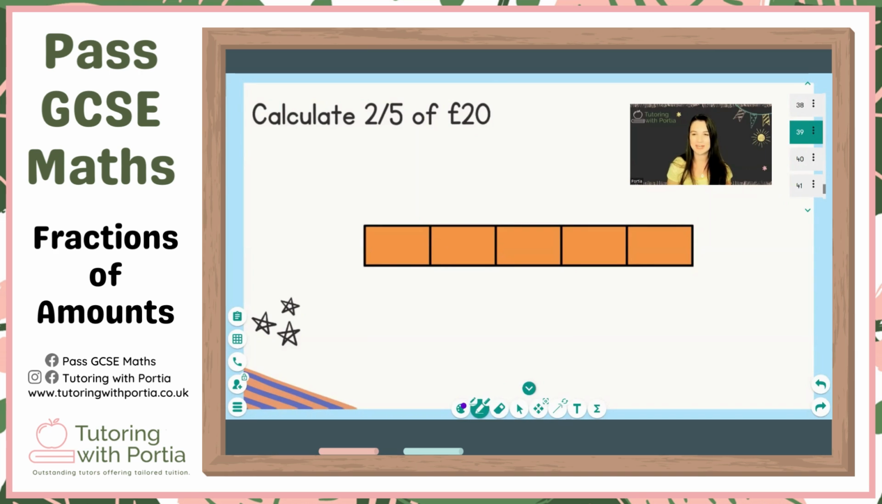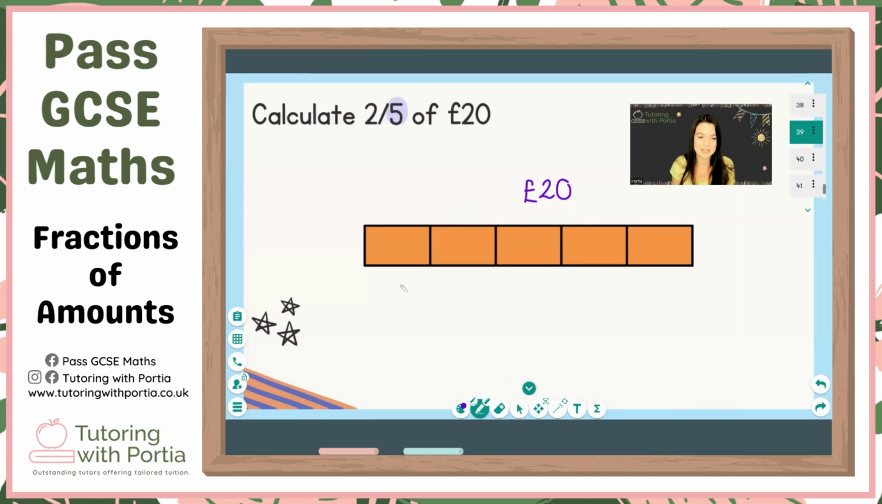Bar models are really helpful when looking at fraction of amounts questions because it helps to break it up into smaller steps. So with this question here, we're going to be calculating 2/5 of £20. I've got my bar model here, and I'm going to say that it represents £20. And I've cut it up into 5 sections. That's because we are looking at fifths of an amount, okay?